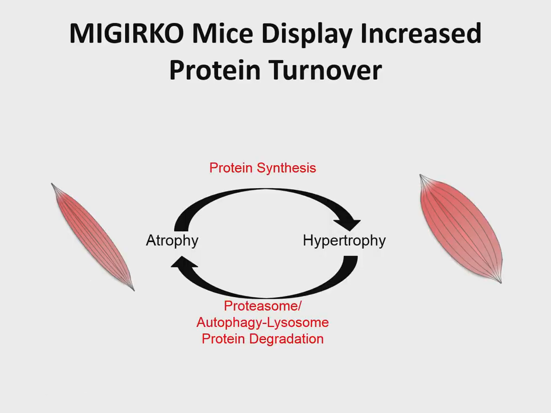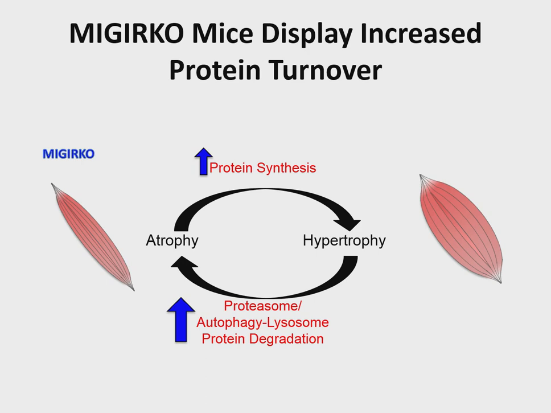So the balance between muscle growth and muscle atrophy occurs via a balance between protein synthesis and protein degradation by either the proteasome or autophagy lysosome system. Our investigations into this MCGurko double knockout mice, which shows markedly atrophied muscles, has shown that protein synthesis is actually increased, but protein degradation is much more highly increased. And this occurs both by the proteasome and autophagy lysosome system.